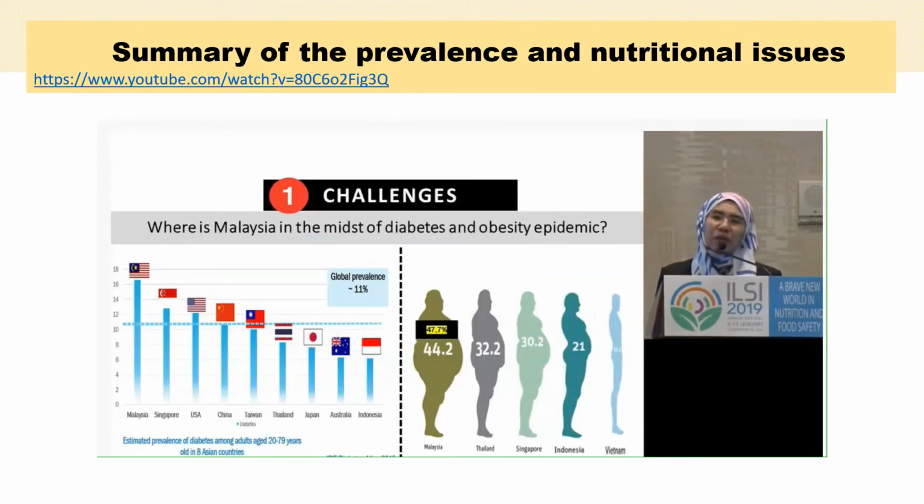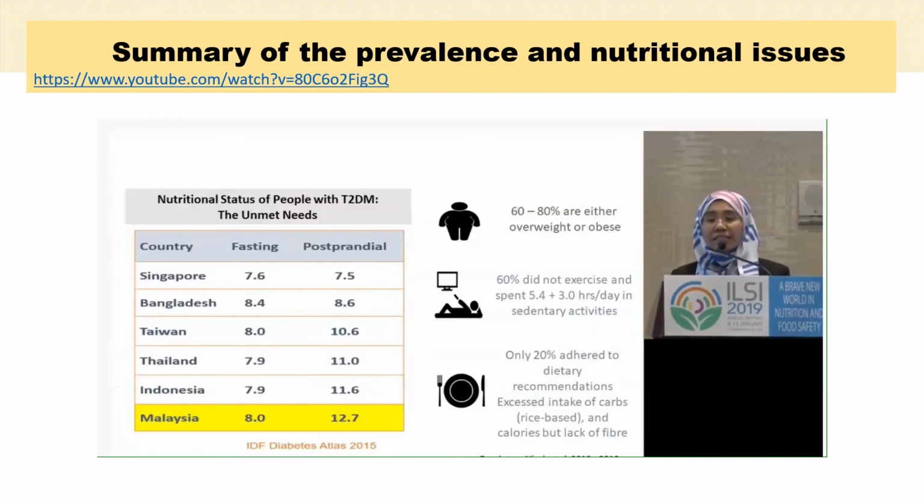What are the challenges that we experienced back then? Recent data shows that our prevalence of diabetes has been increasing tremendously. And surprisingly, the current prevalence is relatively higher than the global prevalence. We are also experiencing the highest number of people who are overweight and obese among Southeast Asian countries. For those people with diabetes, their nutritional status is unmet. About 60 to 80% of the patients who are diagnosed with diabetes are either overweight or obese.